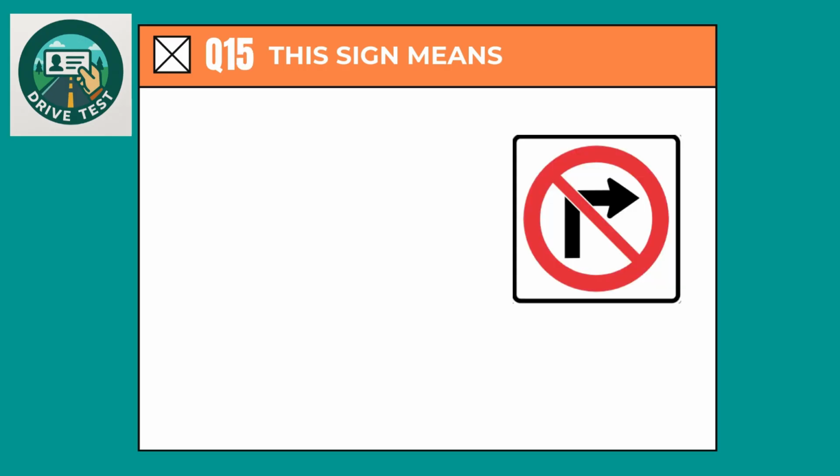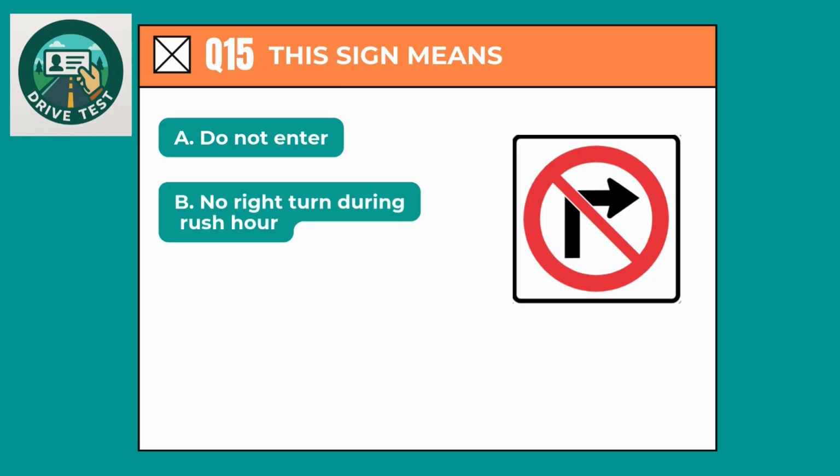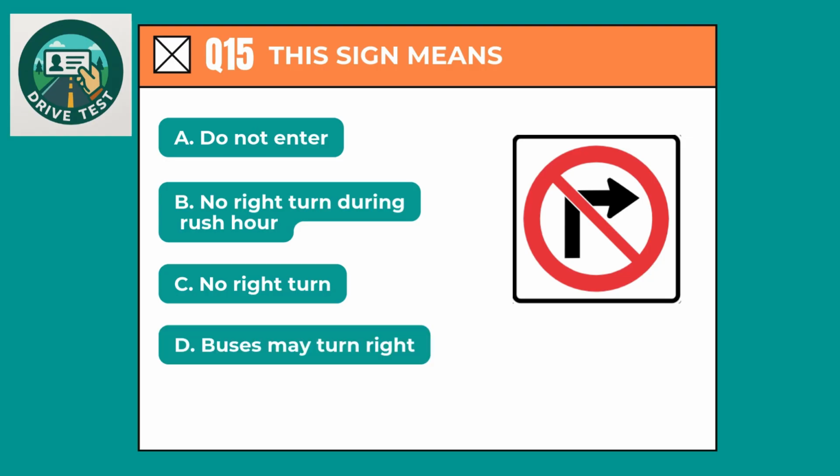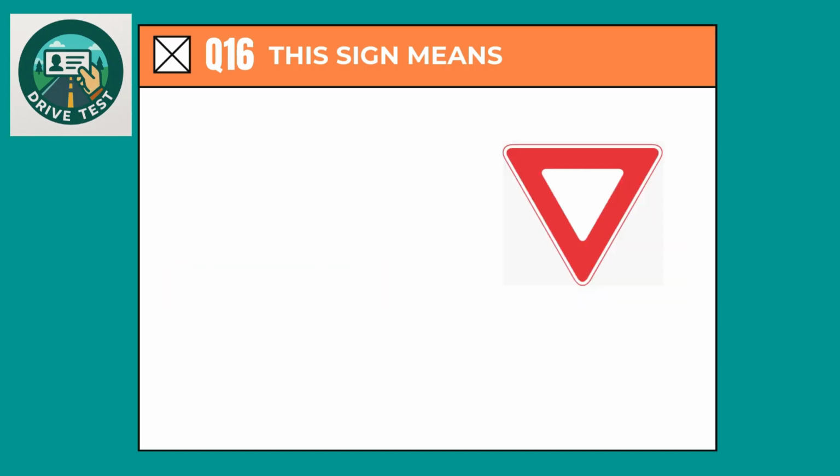Question 15. This sign means: A. Do not enter. B. No right turn during rush hour. C. No right turn. D. Buses may turn right. The correct answer is C. No right turn. No right turn at any time.